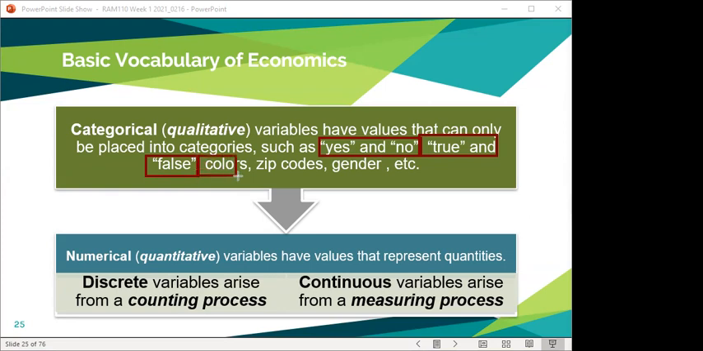Color. What is your favorite color? I could ask that question. Zip code. We're not going to mention zip codes because that's more personal information. And then, of course, gender, as I mentioned before. So these are just some examples of categorical variables.